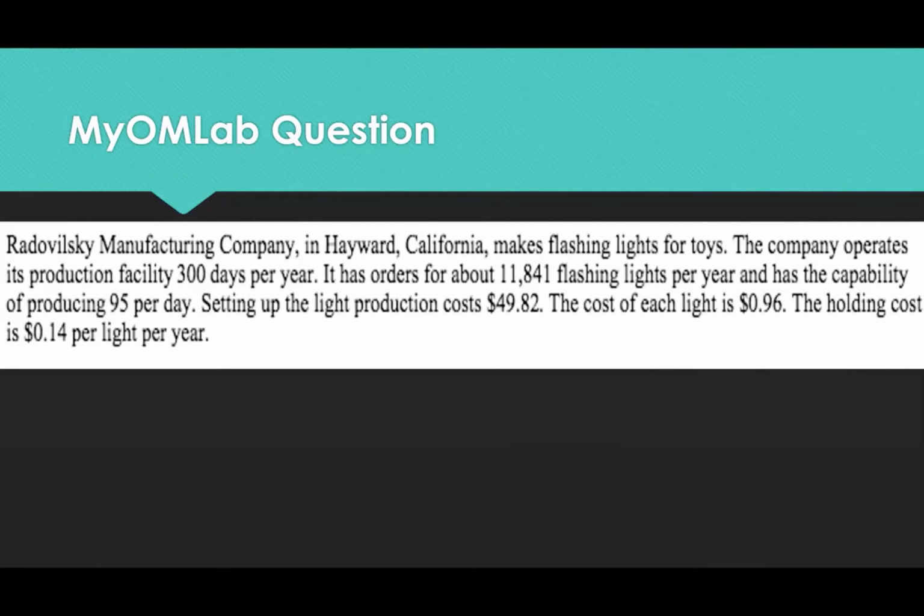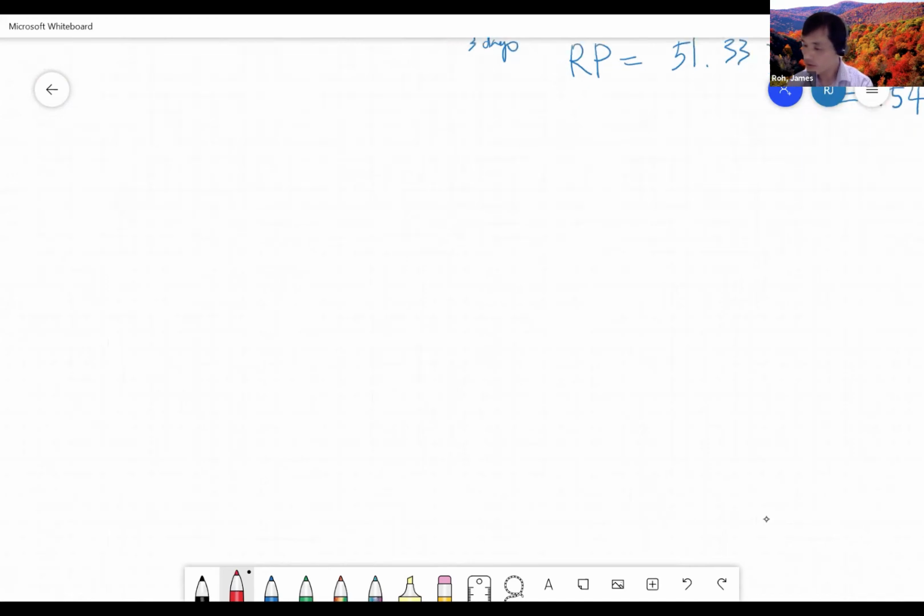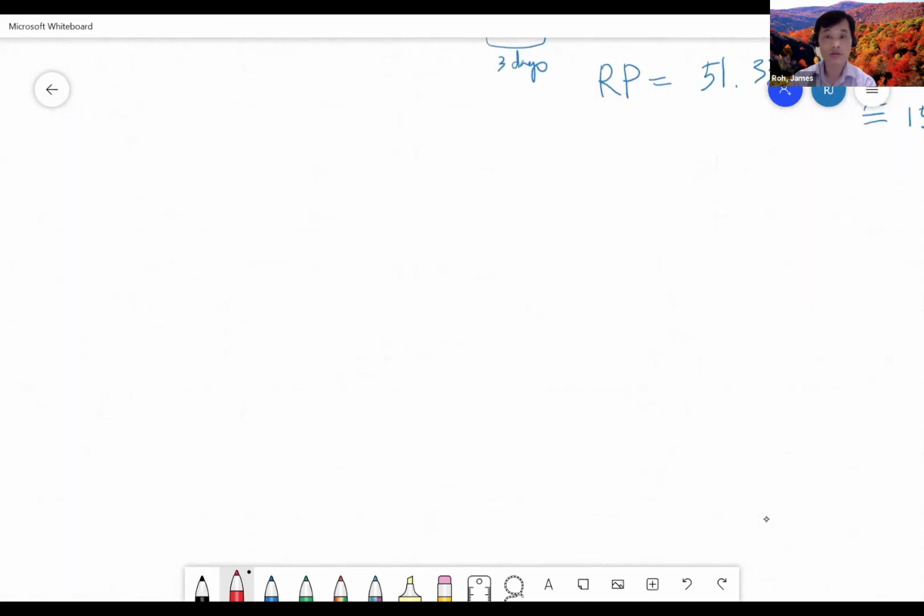Okay, Radovilsky Manufacturing Company in Hayward, California makes flashing lights for toys. The company operates its production facility 300 days per year. It has orders for about 11,841 flashing lights per year and has the capability of producing 95 per day. Setting up the light production costs $49.82. The cost of each light is 96 cents. The holding cost is 14 cents per light per year. You see my screen, right? Good. So we're going to solve this question together.